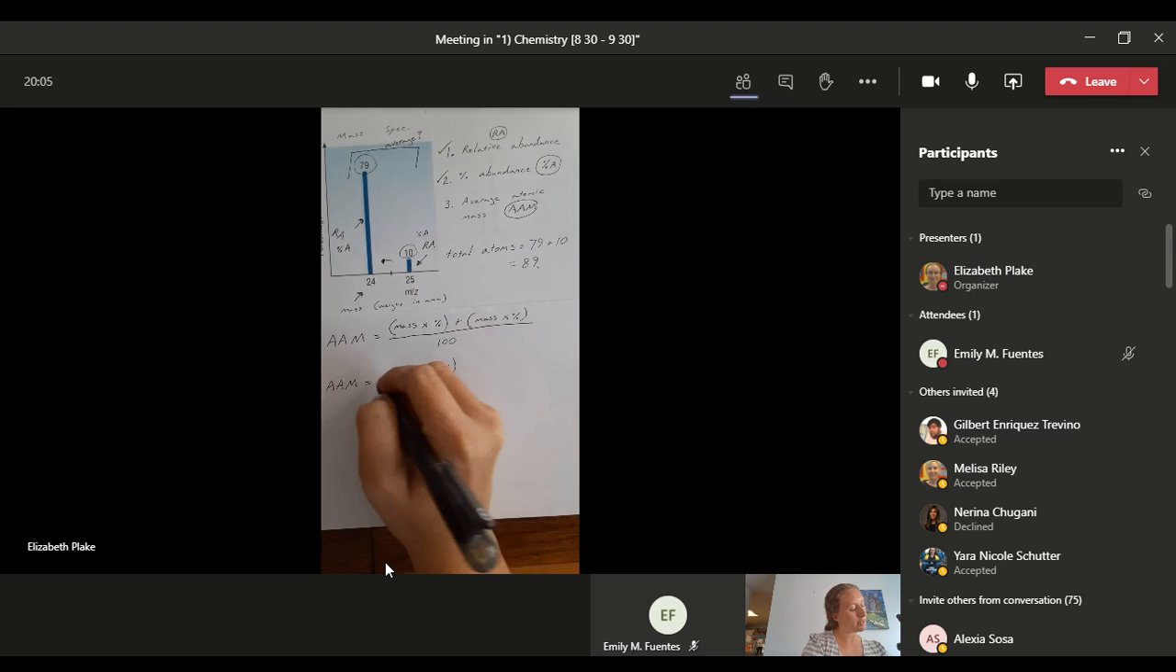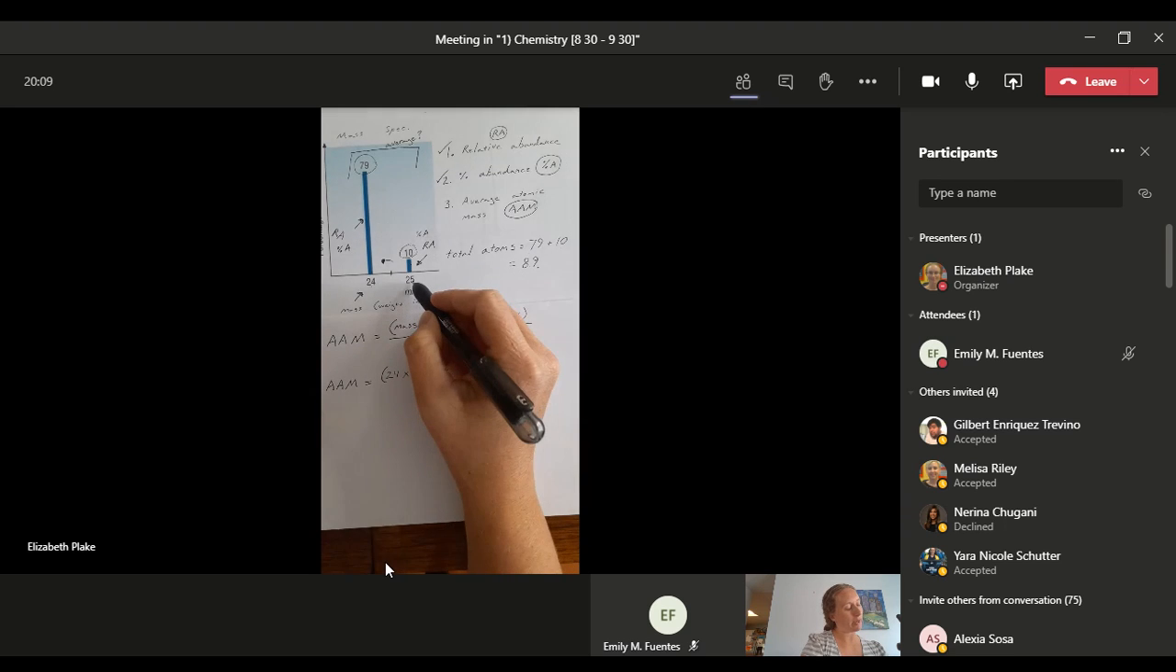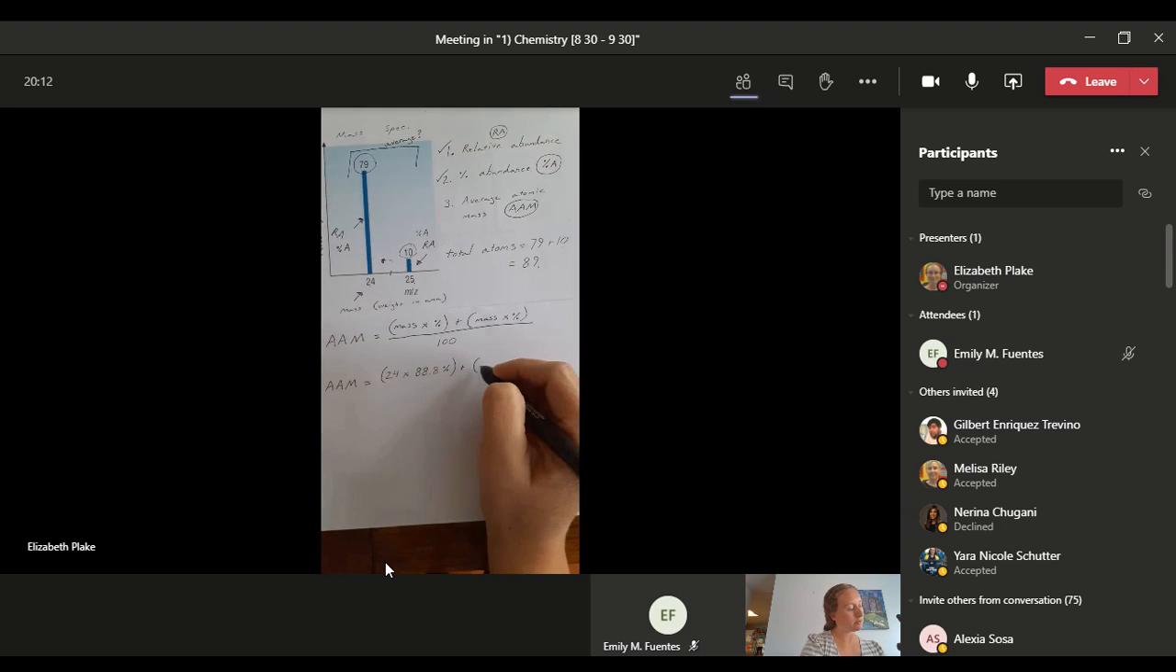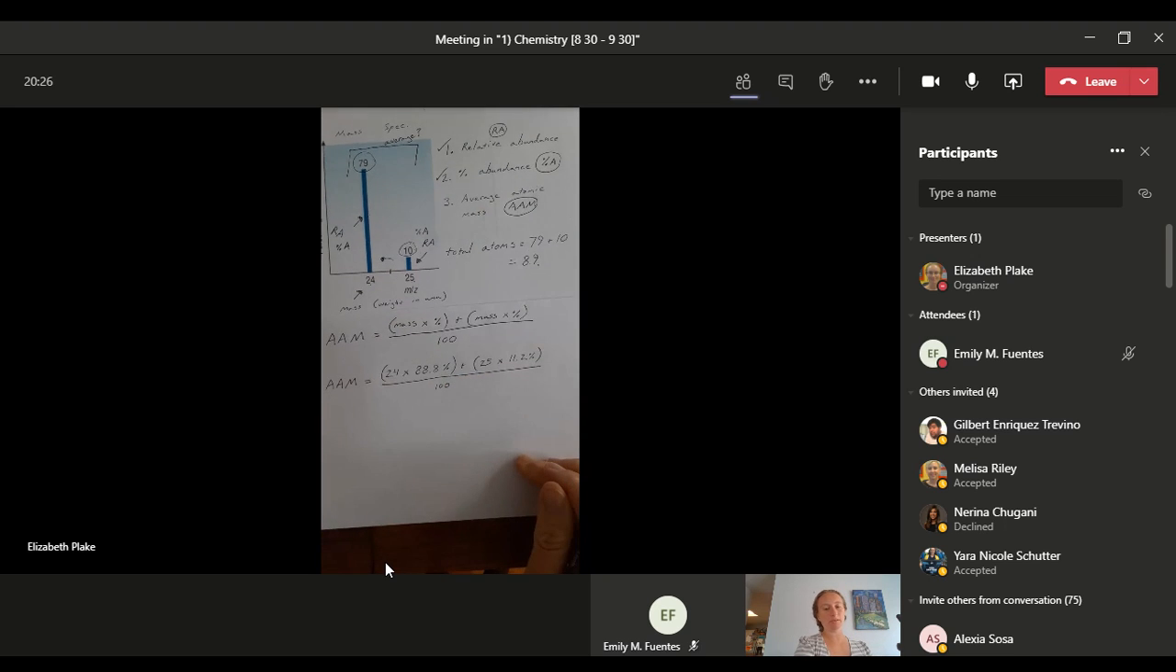Put this in parentheses. We are going to add that to our second mass, which is 25 AMUs, times the percent abundance, which was 11.2%. And we're going to divide that by 100. So now we need to simplify and solve.